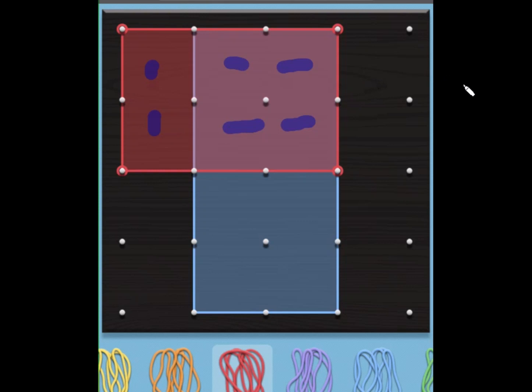So you can play around with that, but it is helpful to see if you can find a couple different pairs, a couple different configurations of sets that are actually independent, and see what that looks like visually on the geoboard.